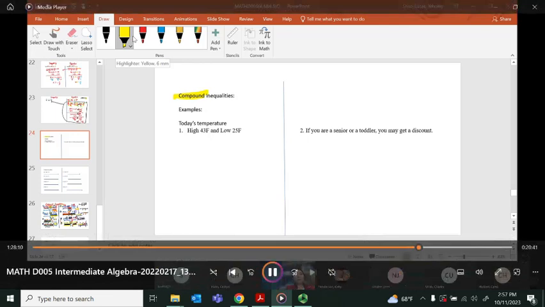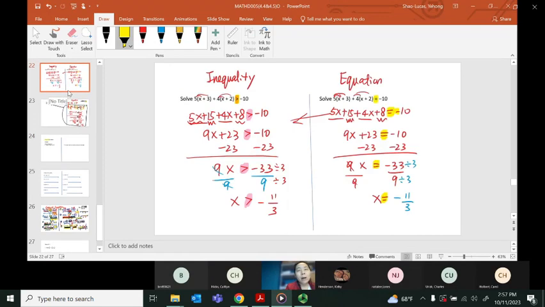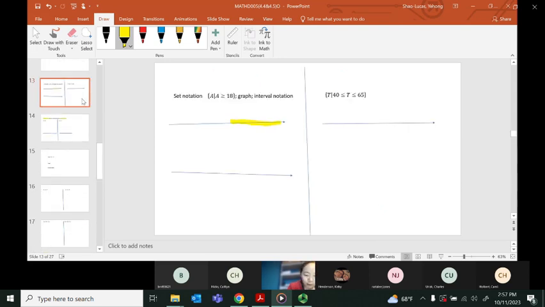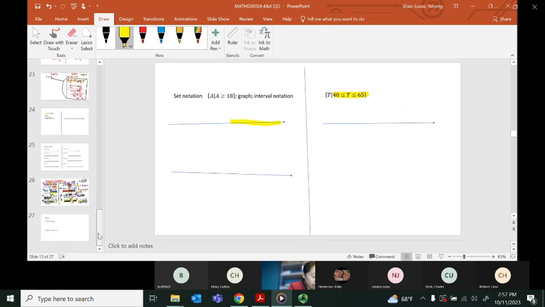If you have more than one thing, more than one sentence, you have two of them. So far, the problems we solved have only one inequality. The only exception is the temperature case that I gave you. So you may have two inequality signs in one problem. This actually is a compound inequality.